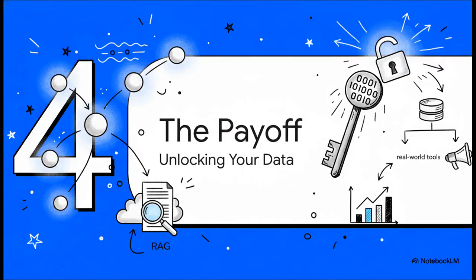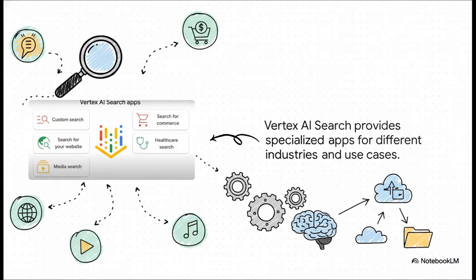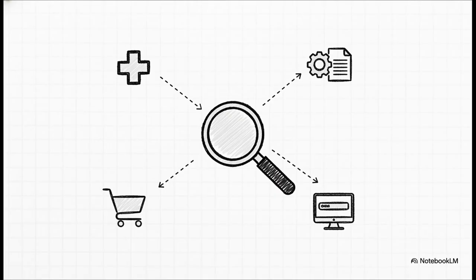Okay, so that's the super cool tech under the hood. Now let's get back to the payoff. The actual real-world tools that are built on top of this whole foundation of embeddings and RAG. So inside that Search and Assistant category we talked about, there's a set of pre-built tools called Vertex AI Search. And these are awesome because they're specialized apps designed for specific jobs, which means you can get up and running really, really fast. And there's a whole bunch of them.